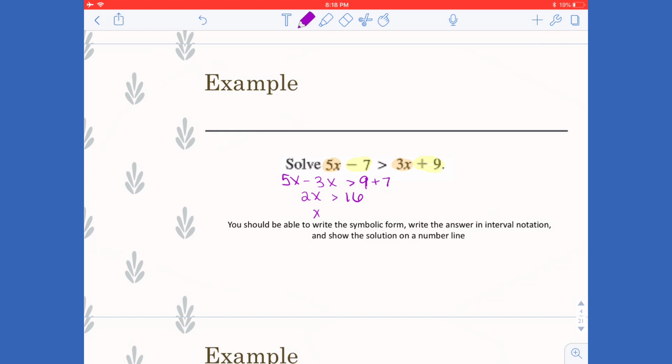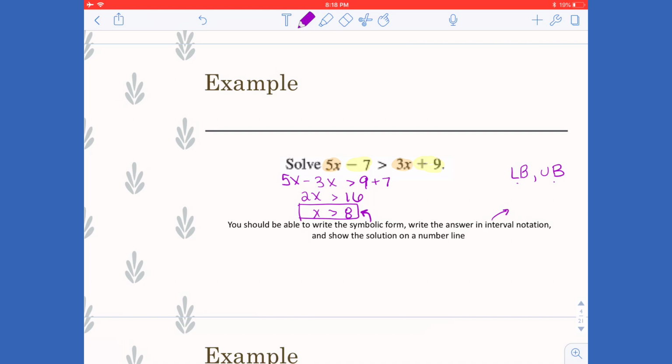I'm going to divide by a positive 2, so I don't need to switch my sign. That leaves me with x is greater than 8. This right here is your symbolic form, so you want to make sure you feel comfortable putting that in its inequality format. You then want to be able to answer in interval notation, considering what your lower bound is and then your upper bound. It's important that you always put your lower bound first and then your upper bound. It's actually incorrect if you do it the other way around, so you want to be really careful with that.